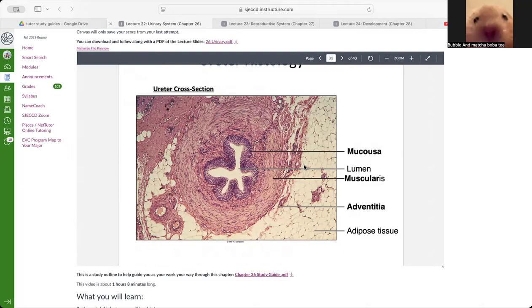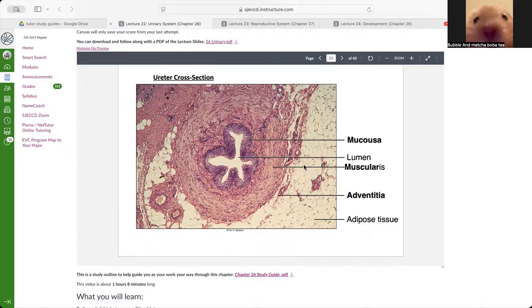We have mucosa, which is 2 layers of epithelial tissue covered by connective tissue. The epithelial tissue is made of transitional epithelium, and it allows for stretching. It looks like cuboidal-shaped cells, and the transitional epithelium is held in place by a thin layer of lamina propria that holds the epithelial tissue to the next layer out.